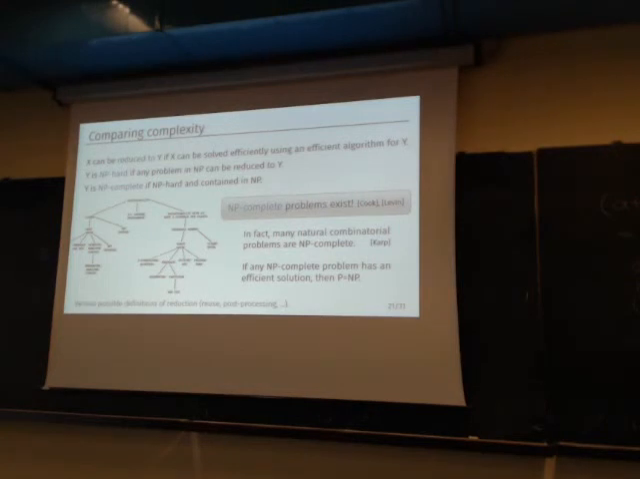Conversely, if for any NP-complete problem you find a fast algorithm, you have proof that P is equal to NP. Because any other NP problem you can solve using the complete one, and if you show the complete one is in P, then the entire picture would collapse.